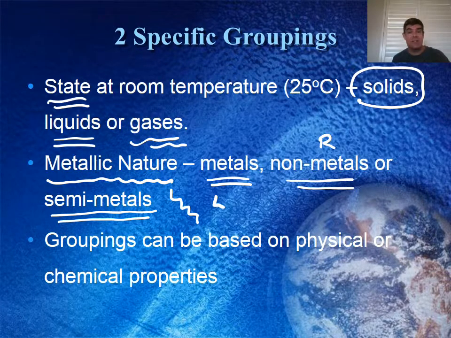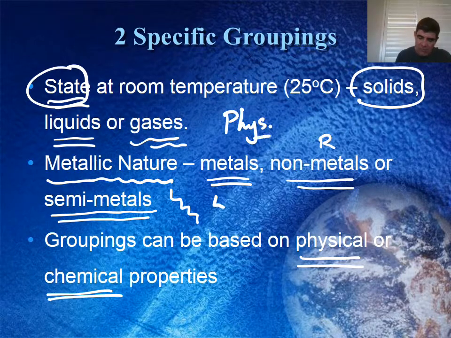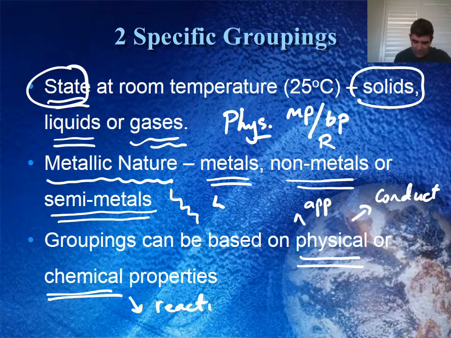Once again, when we're looking at these different types of groupings, we can remember that they will be placed in particular groups on the basis of their physical or chemical properties. So state at room temperature is certainly a physical property because it's related to melting points and boiling points. The metallic nature actually has components of physical and chemical properties. There's certainly some aspects of appearance and conductivity that are part of physical characteristics, but also the way they behave in chemical reactions would be part of their chemical characteristics.